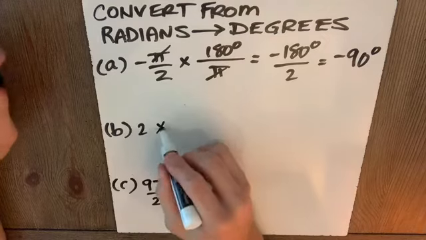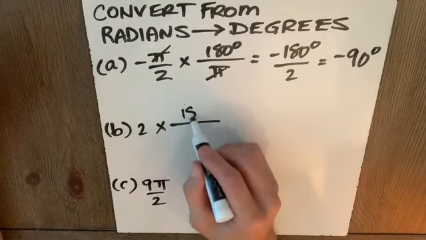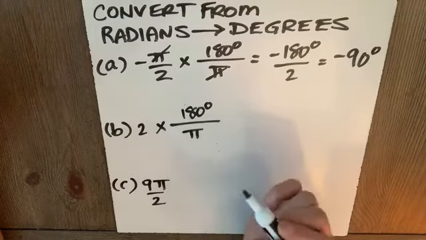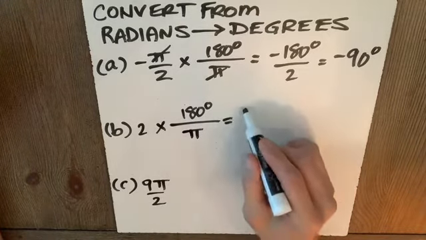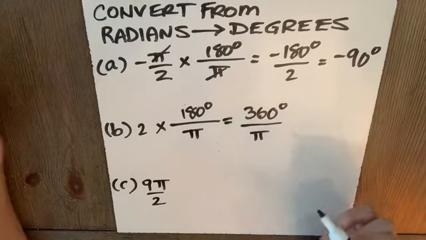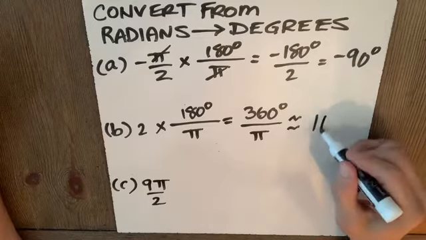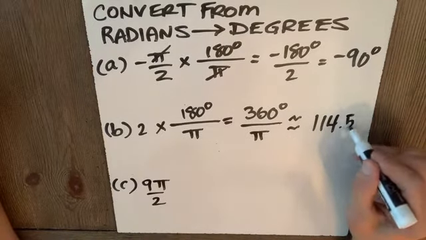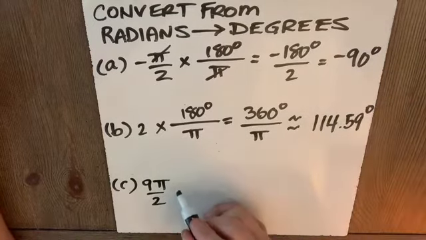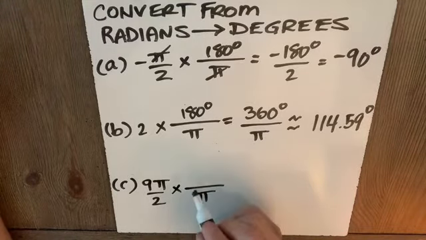2 radians. Well, it doesn't say radians, but since it doesn't say degrees and we're measuring angles, I know that I want pi radians in the denominator, which will give us 360 degrees divided by pi. And that works out to about, now I have to go to my calculator, 114.59 degrees.